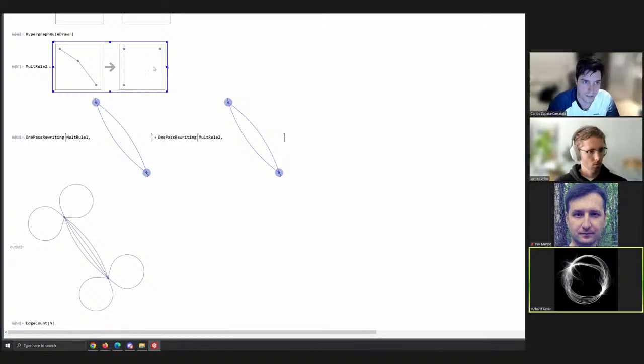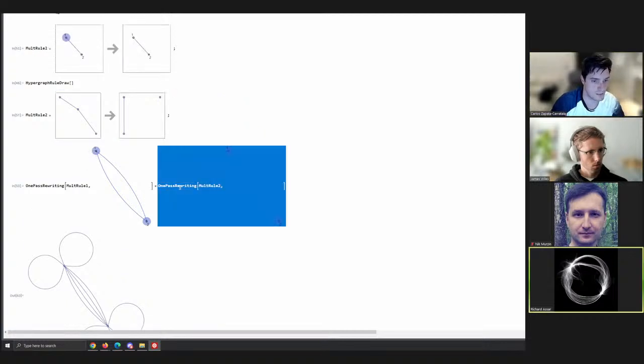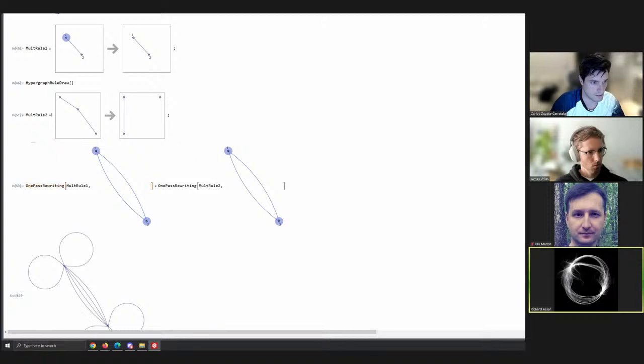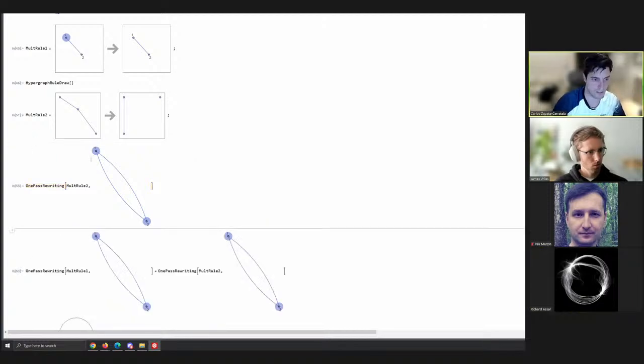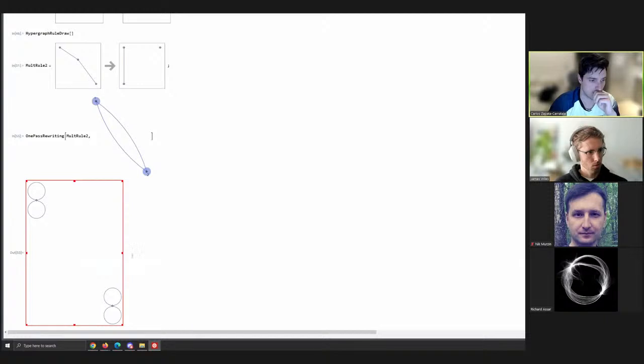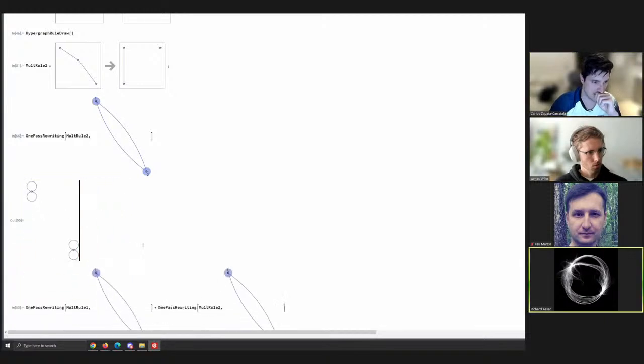Can I please just see the one pass of writing mult rule 2 on its own, just to see it so I can intuitively understand? Absolutely. Yeah, just this one, right? Yeah, for sure. Right. Yeah. Makes sense. It's just the addition that brings them together into the one graph at the end.